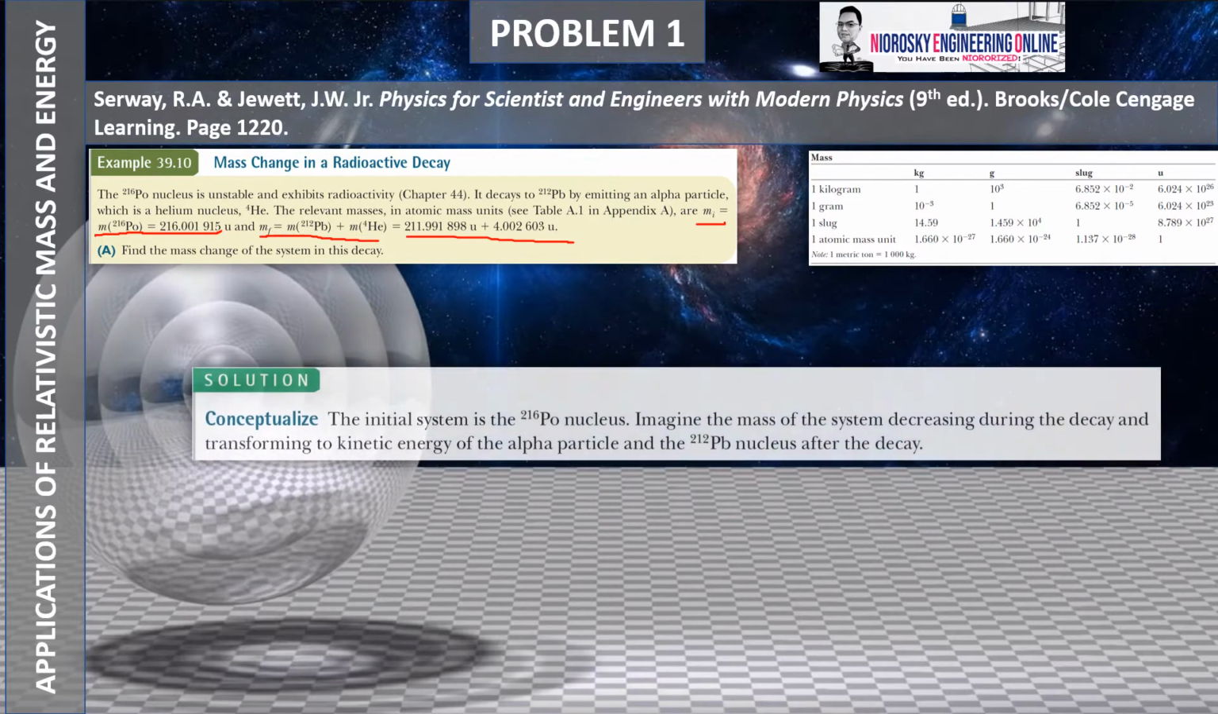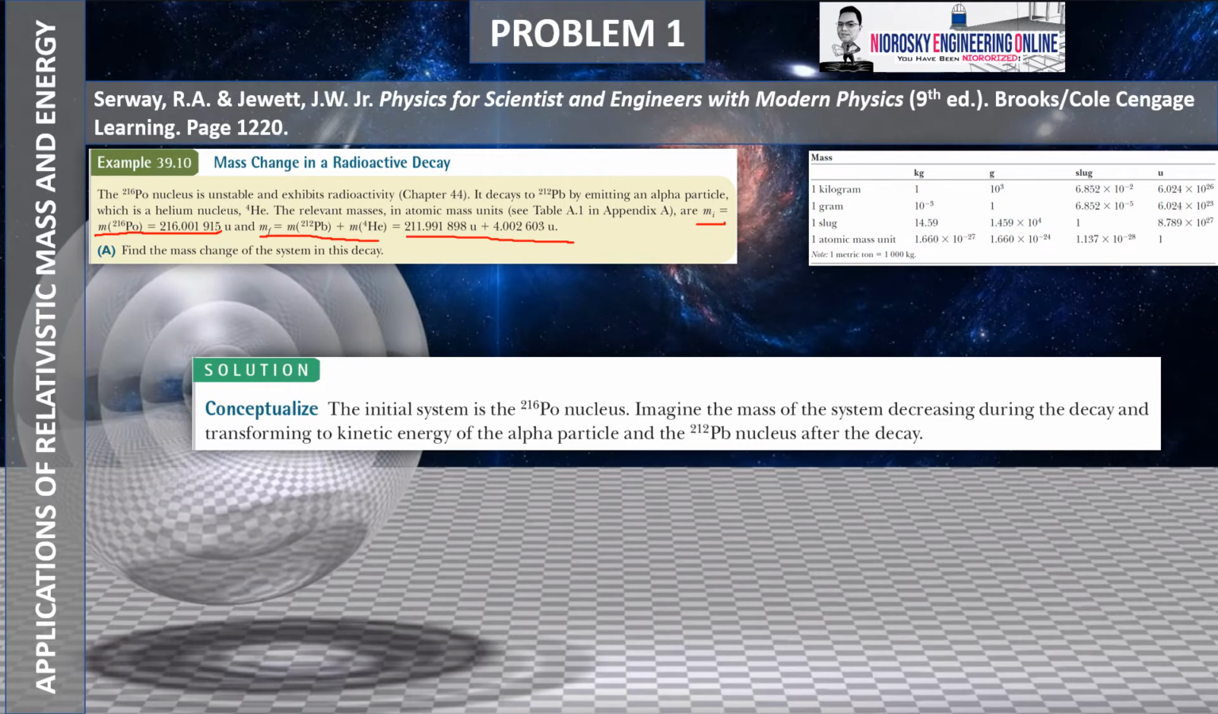So for conceptualization, the initial system is the polonium with a mass number 216 nucleus. You have to imagine that the mass of the system is actually decreasing during the decay. Of course, when decay is our main topic, it should be decreasing. And the transformation goes to the kinetic energy of the alpha particle, as well as the plumbum or the lead of mass number 212 after the decay.